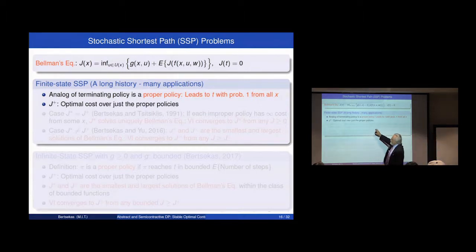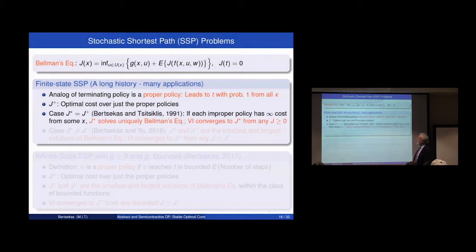Now let's call J plus the optimal cost over just the proper policies. It doesn't have to be equal to J star. Now, the case where the two are equal was investigated back, well, there are a number of authors before us, but the strongest results, I think, are in this paper here. And these results, among others, say that if every improper policy has infinite cost from some initial state, then J star is equal to J plus, and it solves uniquely Bellman's equation. Moreover, value iteration converges to J star for any starting point that's not negative.